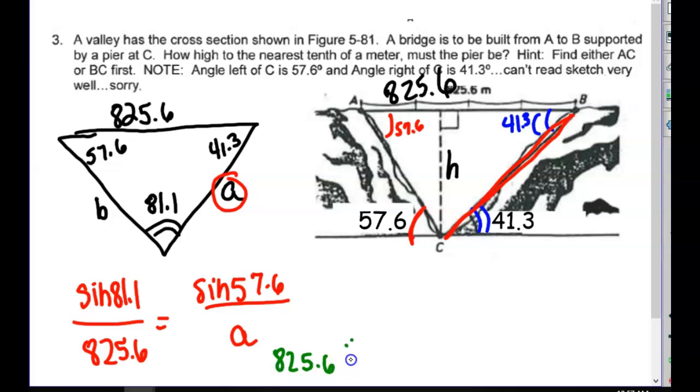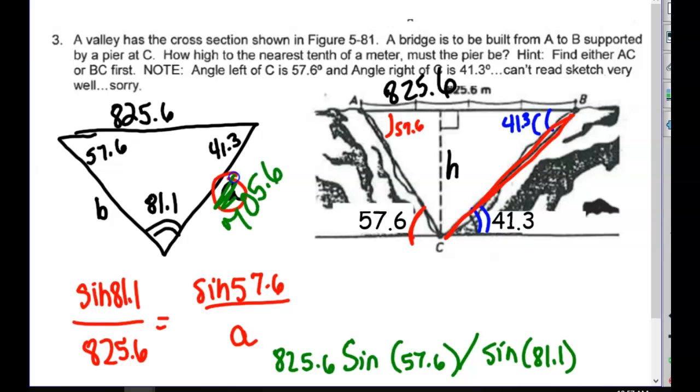825.6 times the sine of 57.6 and then divided by the sine of 81.1. I got 705.6. Anybody? Okay. Right, now what are we going to do to find height? In this right triangle, we just found a 705.6. And what else do we know in that little triangle?